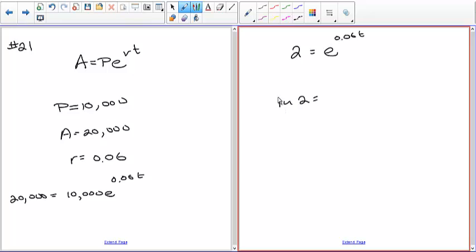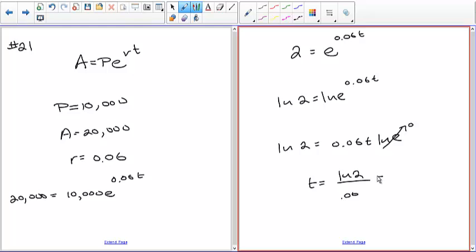Take the natural log of both sides. Use the properties of logarithms to bring out the exponent. The natural log of e is 1, so you get t is the natural log of 2 divided by 0.06. And I get 11.6, and the answer is in years because it says how many years, so it's 11.6 years.